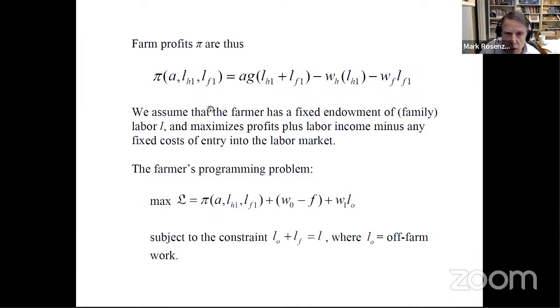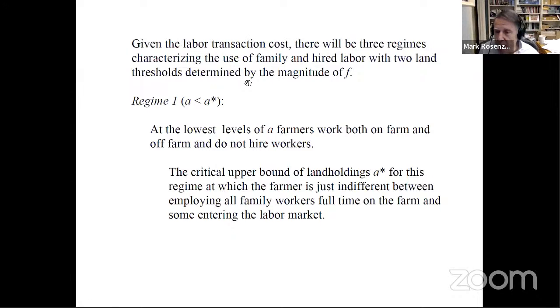Okay, so let's see. Does it yield the U? It turns out there are going to be three regimes from this model that characterize the use of family and hired labor, and there are two thresholds that define those regimes. So let's start with the very smallest farm sizes. At the very smallest farm sizes, they're so small that you don't need the family to work full-time on the farm. So family workers will work both on the farm and off the farm, which is what we see in the data. And of course, they don't need to hire any laborers because the farm is sufficiently small that the family laborers that exist can optimally farm it.